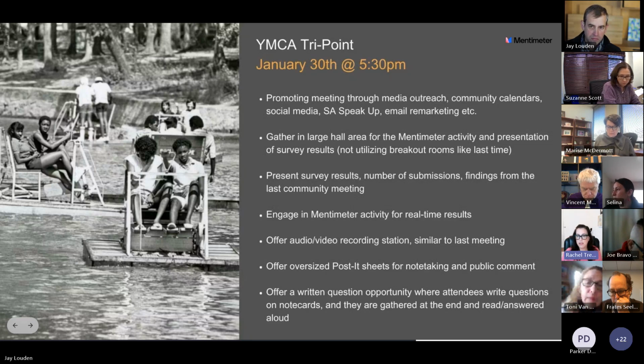We can also have our oversized Post-its for note taking, and if the public wants to make comments or write questions on there, they can. And then this last note that we had was that we want to offer a written question opportunity on note cards where attendees can write questions, and then we will gather them at the end of the Mentimeter activity and read those aloud.